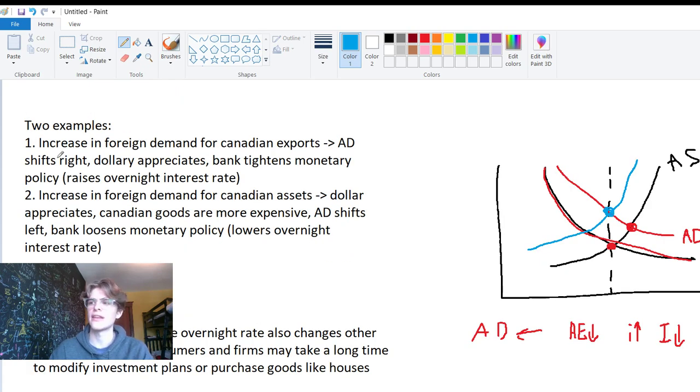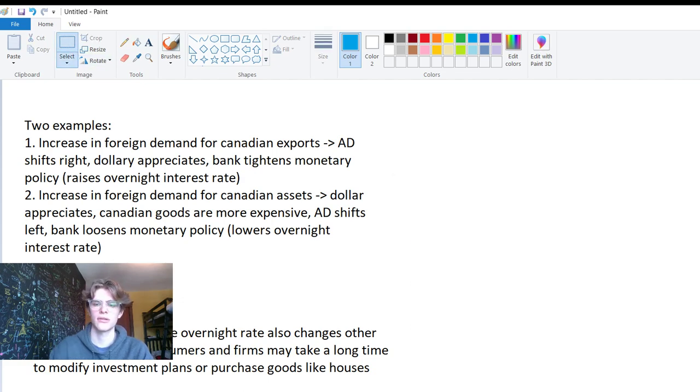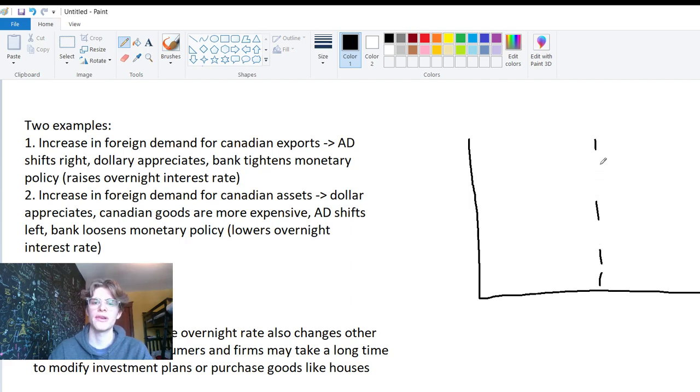And then a couple of examples to go over here. If there's an increase in foreign demand for Canadian exports, so that means our NX is going up, right? So that's going to shift.